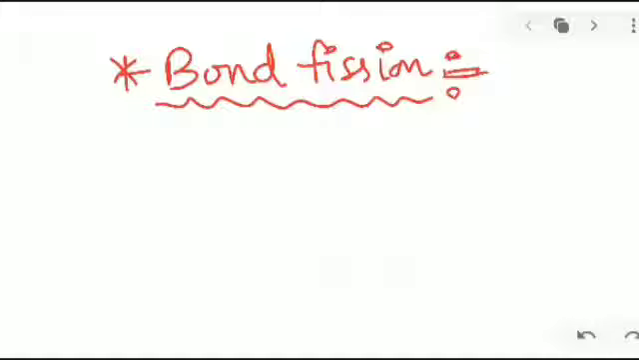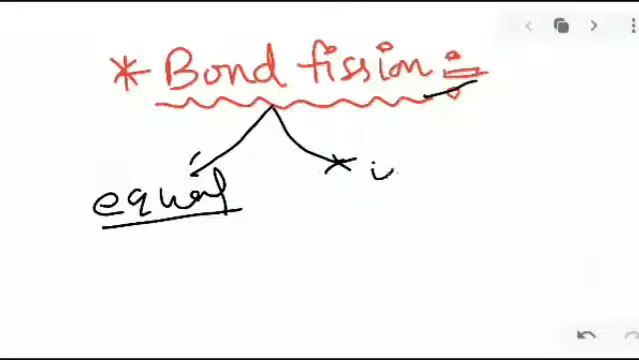So bond fission is nothing but bond cleavage, the cleavage of the bonds. The breakage of the bonds we call bond fission. Okay, so this is bond fission. Here we have types of bond fission: equal formation and unequal formation.